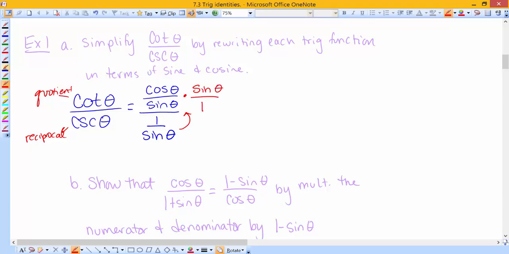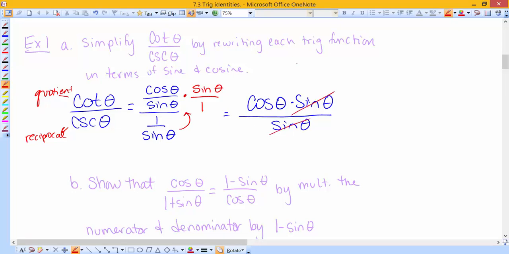So now I have, I'm not going to do any cancellation yet. I'm going to actually show you the multiplication. Cosine theta times sine of theta. So that's the numerator times the numerator. And denominator, so sine times 1 is sine. Well, now I can actually cancel out my sines.